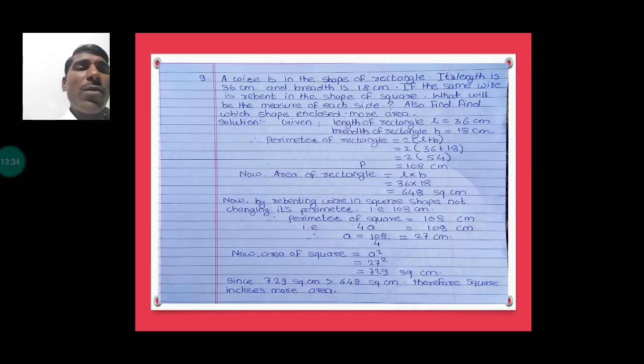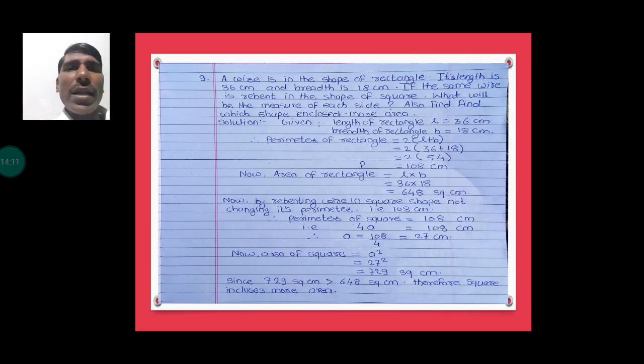Now the area of a square is equal to A square. So A square is equal to 27 square. So the length of one side of the square is 27 centimeter, and the area is equal to 729 square centimeter. Now we have both the areas in our hand, rectangle and square. So the area of the rectangle is 648 square centimeter and the area of the square is 729 square centimeter.